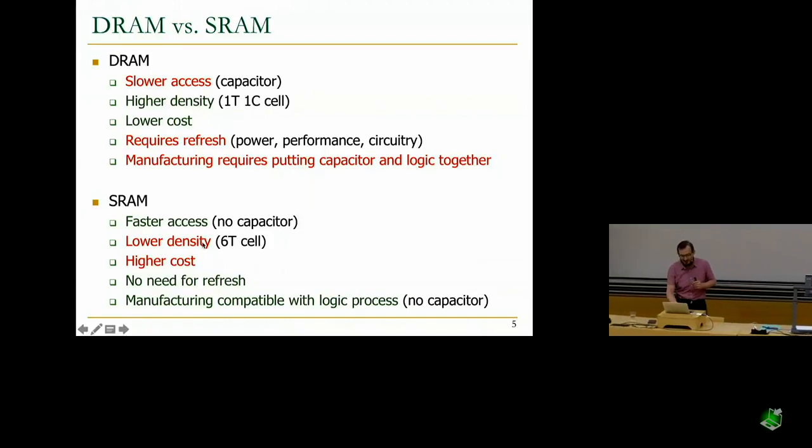As a result, by eliminating the capacitor, you don't have that slow process, so you have faster access. No need for refresh, again, because you don't have the capacitor. And manufacturing is compatible with the logic process, again, because you don't have the capacitor in SRAM. This is purely logic-based, transistor-based memory. But as a result of this, you get lower density and higher cost. So we have a clear trade-off between different memory technologies.